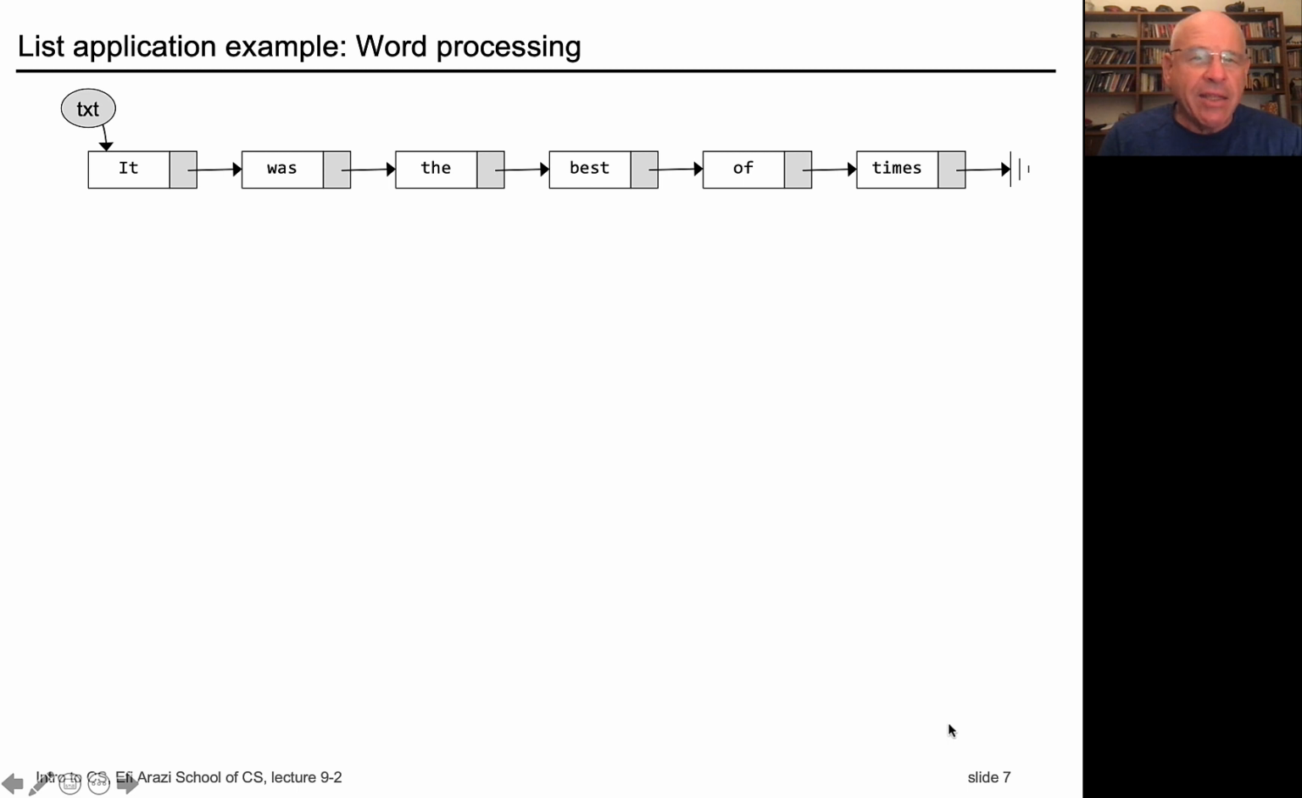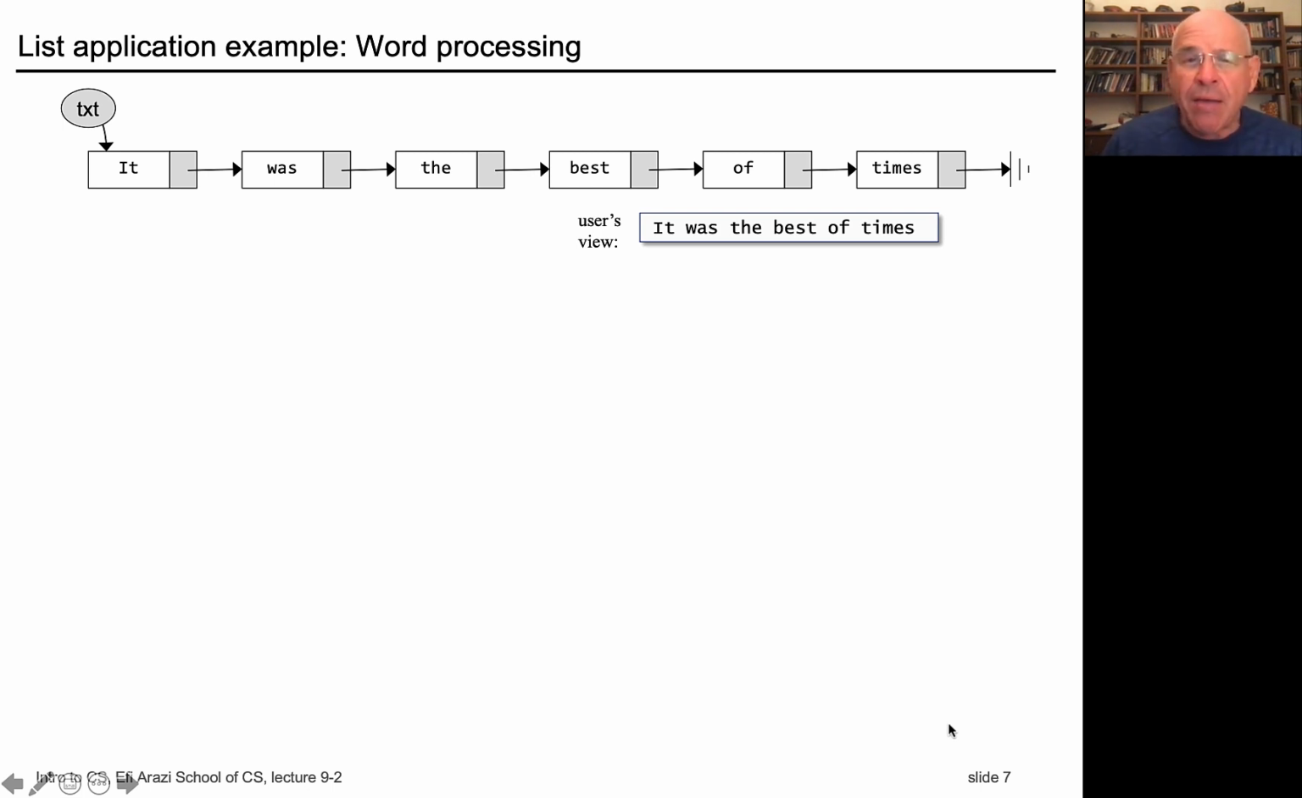Moving along, here's an example of how we can use a list for some productive purpose. So suppose we want to build a word processor, like Word, for example. How can we do it? Well, we can decide that the basic data structure that we are going to maintain is going to be a linked list that contains all the words that we type into the document. So the beginning of the list is a pointer called txt, and we see that if we simply follow the pointers, we will get the text or the user's view. It was the best of times. That's what the user sees.